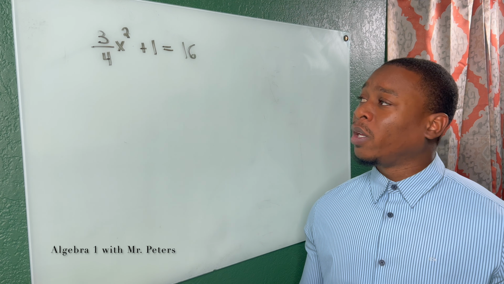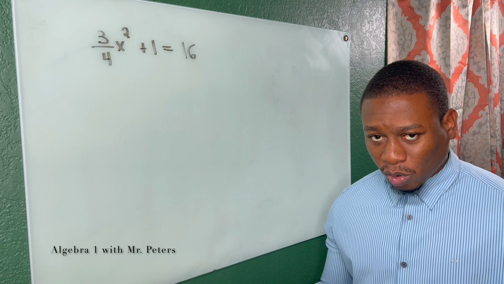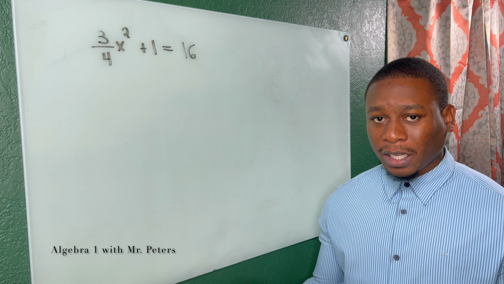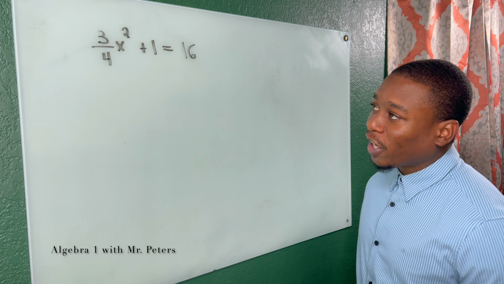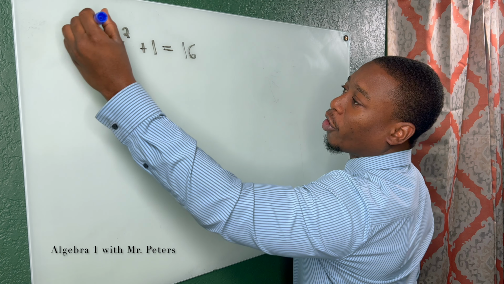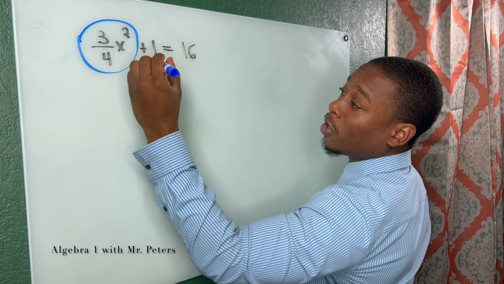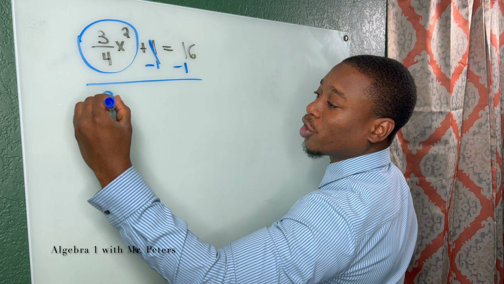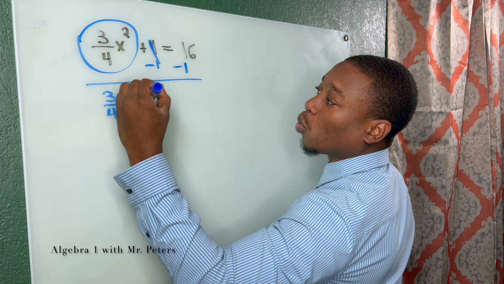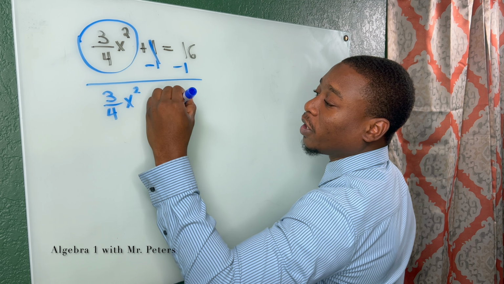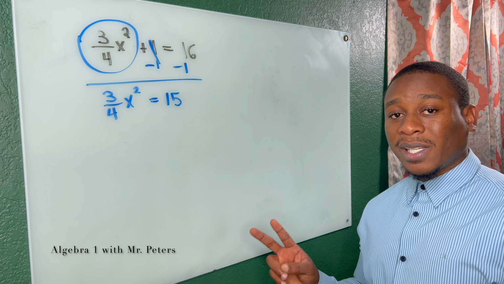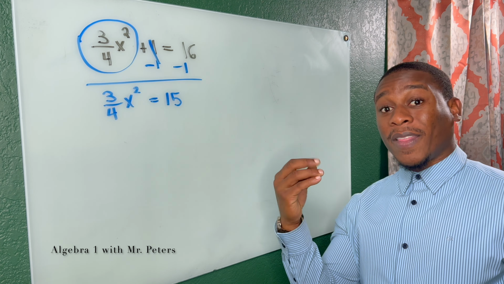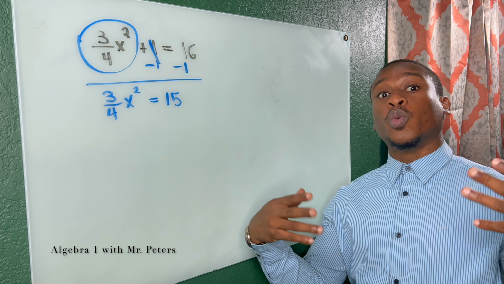So number 1, what I always advise students to do, especially when we have fractions in the equation, is to get the fraction and the variable it's attached to by itself. So we're going to subtract 1 before we even try to get rid of this fraction. So 3 over 4 x squared is equal to 15. Now, there's 2 ways that we could solve this. I'm going to do it the way that I like, and then I'll go back and show you another way.